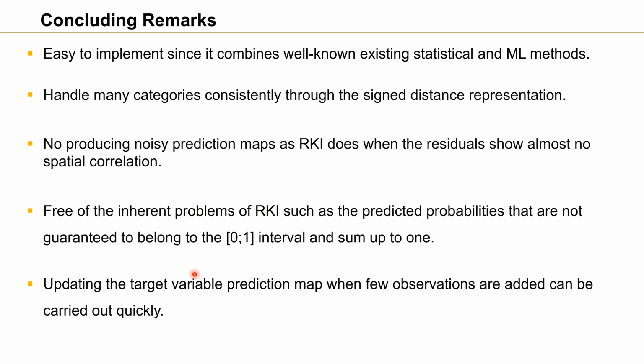Another feature of the proposed approach is that the updating of the target variable can be done very quickly when you add a few observations. When you add a few observations here, you don't need to run the whole process from the beginning to the end. You can only run the randomized quadratic part, because adding new data means you add new inequality constraints. So if you just add a few new observations, you could just run the last part. But of course, if you add a large number of observations, you need to run everything from the beginning.